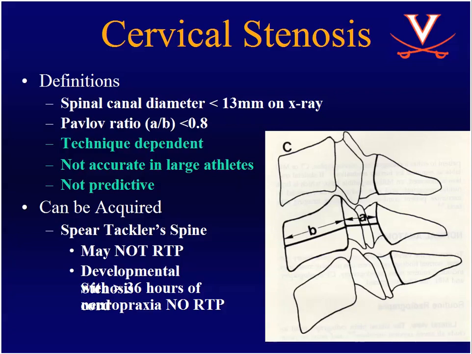Cervical stenosis: this Pavlov ratio, A to B, should be less than 0.8, but it's really not classic. It's technique dependent and it hasn't been predictive. So more importantly, you need to look at lateral radiographs and look at whether they have stenosis, acquired stenosis, arthritis, and those are often associated with a phenomenon called spear tackler's spine, where the kids just go crazy, don't listen to their coaches, don't do the right technique, and get developmental stenosis and changes in their cervical spine x-rays. Those patients should be let go of the team, should find another sport, should not play football.